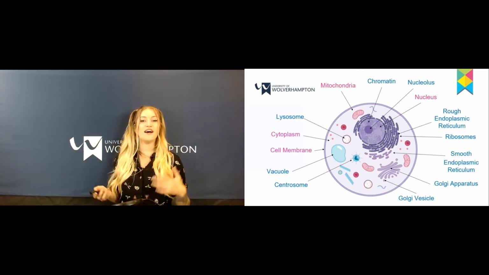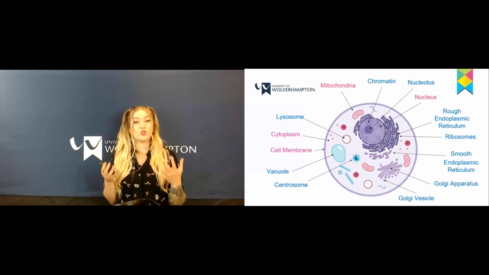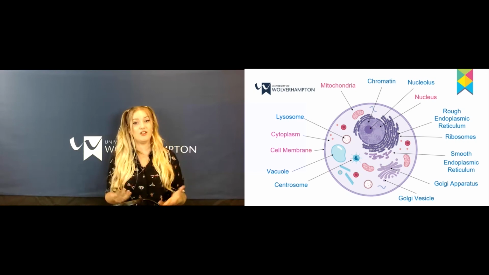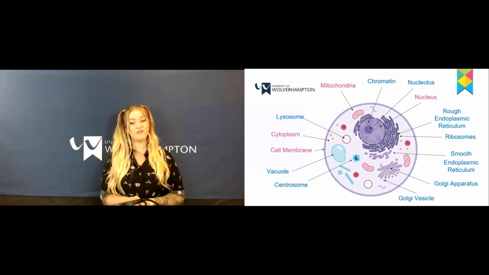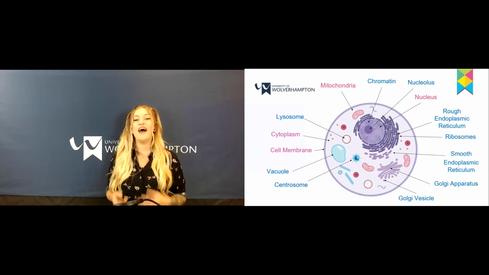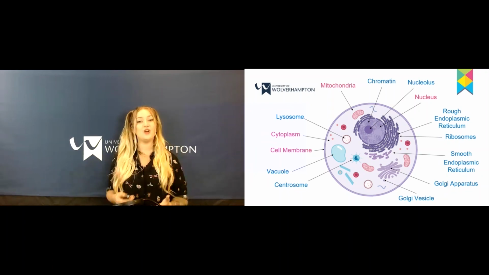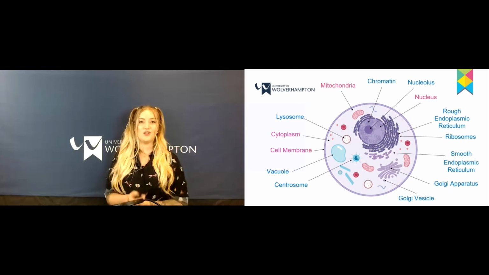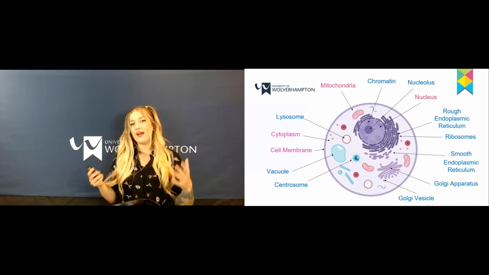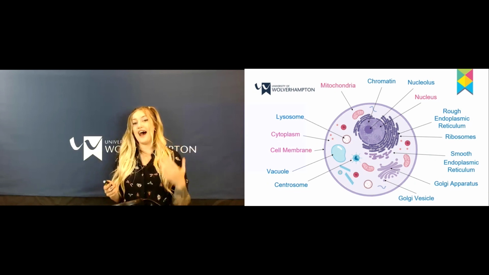We then have our centrosome, which is a structure involved in cell division. And you can learn more about cell division from our other cell division session in biology. We then have our vacuole, and this helps remove any cellular waste, and the lysosome helps break down the waste using enzymes. So that's just a more in-depth view at our animal cell.